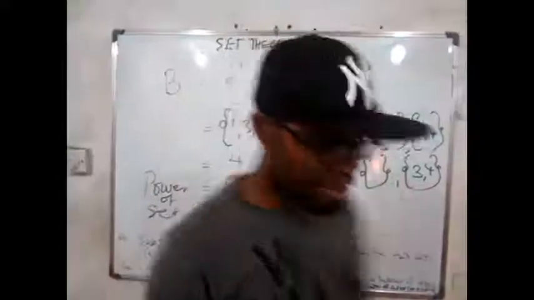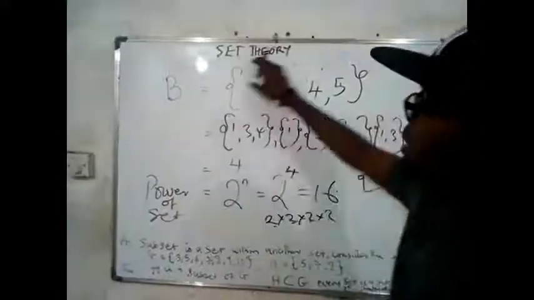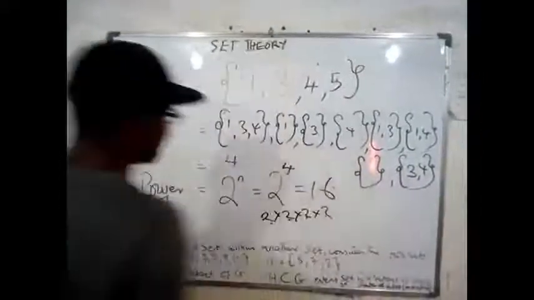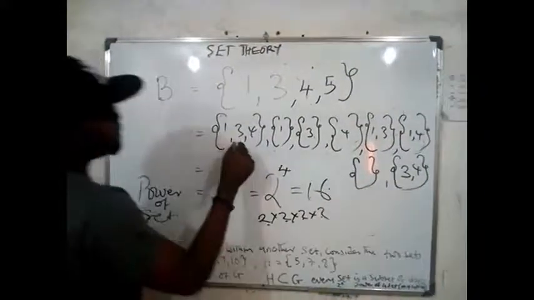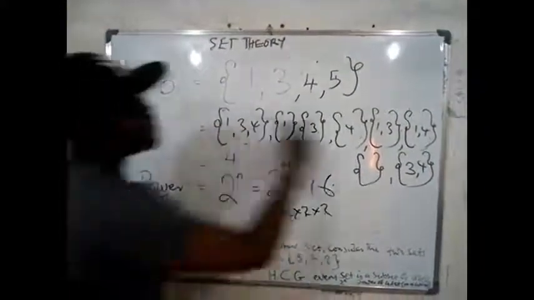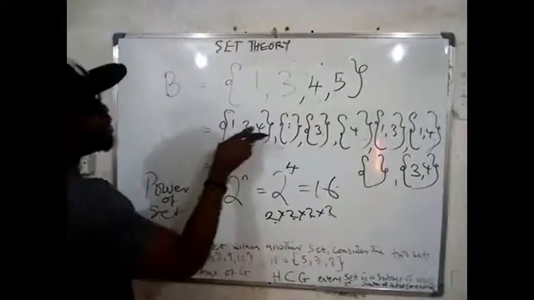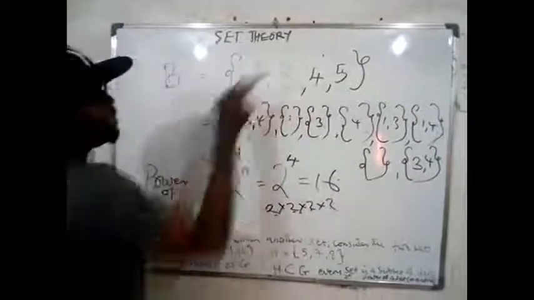So very important, take note. So that is how you get the power of a set. Power of a set is simply telling us the number of subsets that a set has. So all these are subsets of this because all these are contained inside B.